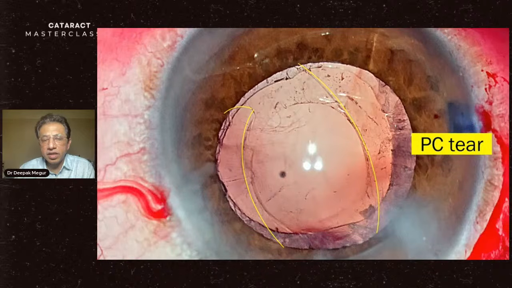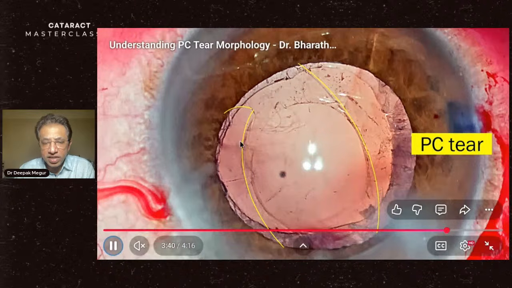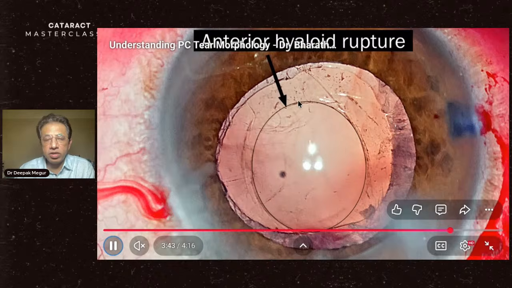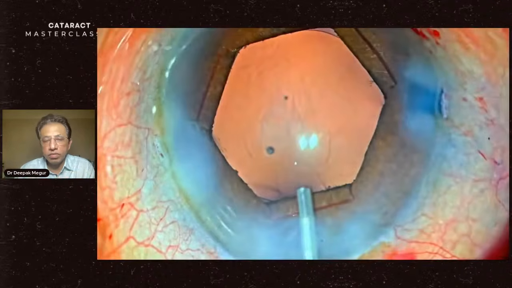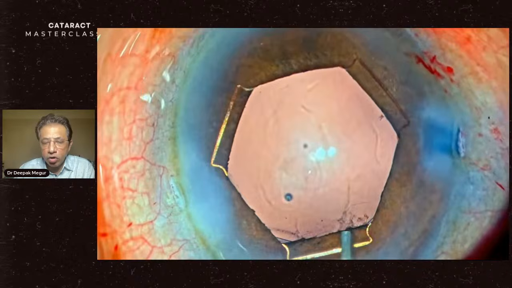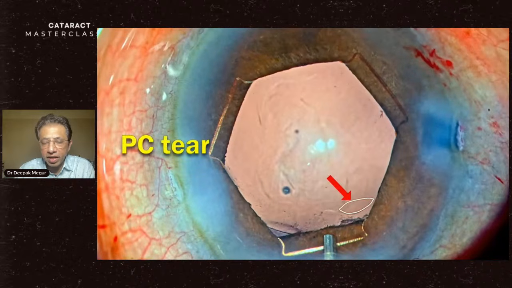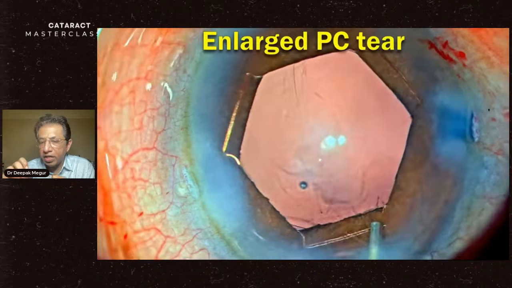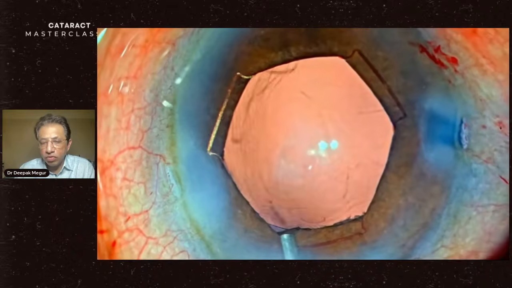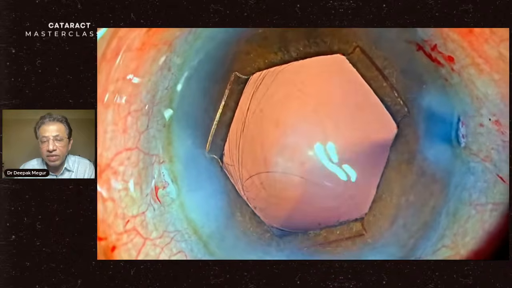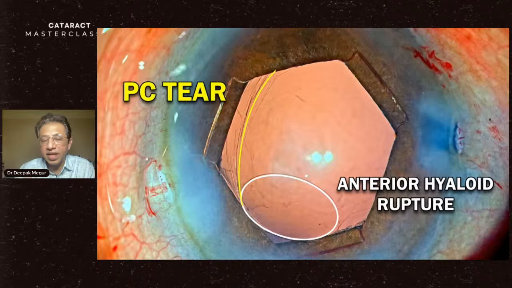Again, it's another case of a PC tear, and we can see this ruptured anterior hyaloid ring. This is a stage where we have lost it. The anterior hyaloid is ruptured now. In another case, I'm just trying to do some hydropolish. The patient just moves an eye, and this has escaped my attention. I continue to irrigate, the capsule tear enlarges, and a second ring appears. The second ring is the anterior hyaloid rupture.